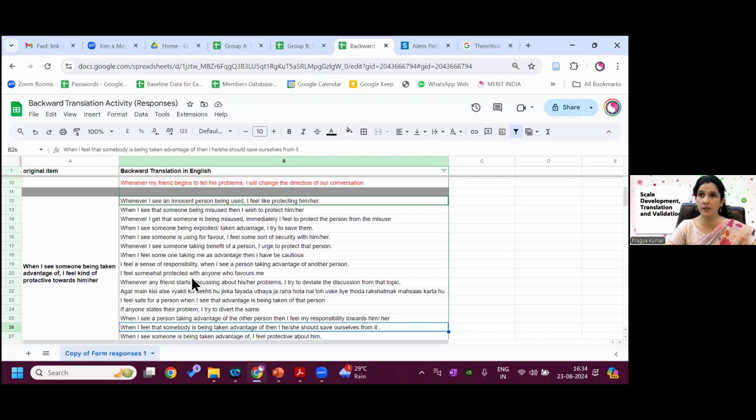So language experts are available in the institute. Venkatesh is writing, okay, that's good. If it is there, then you can talk to those people.